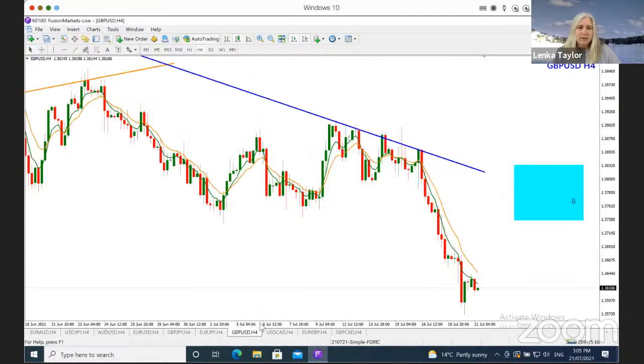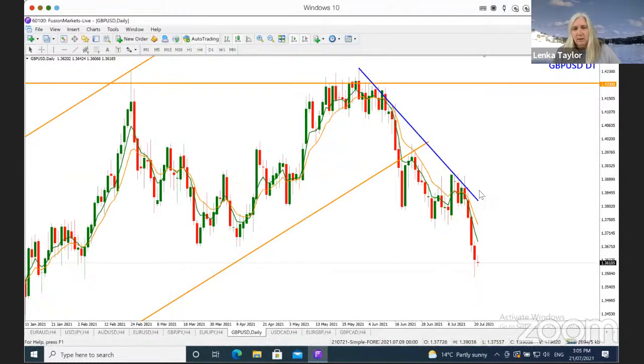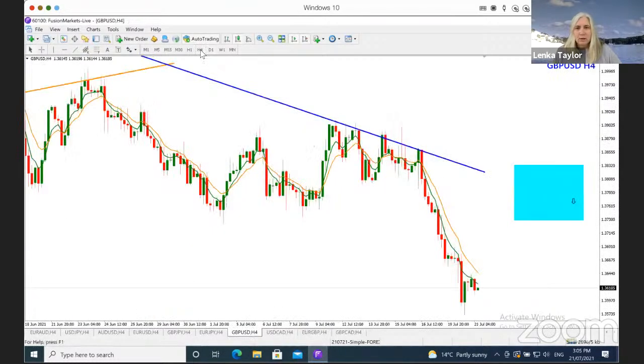Next currency pair is GBP USD. On the daily, the direction is downward, so I'm looking for short opportunities on this currency pair. For the 4-hour time frame, I'm looking for a pullback into the entry zone somewhere near the trend line, and then looking for candlestick setups in the opposite direction, so a reversal.